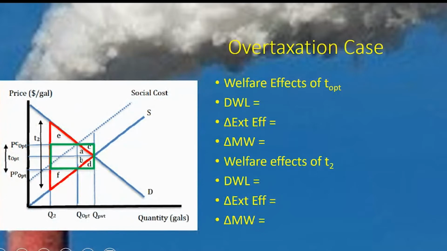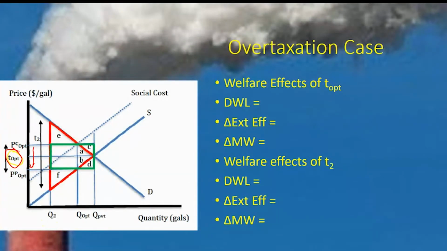Well, let's do another exercise, and here's the diagram again. But notice that T-opt here is smaller. It's this distance. And T2 is a much bigger tax. And we're going to ask, what happens if you put the much bigger tax into place?